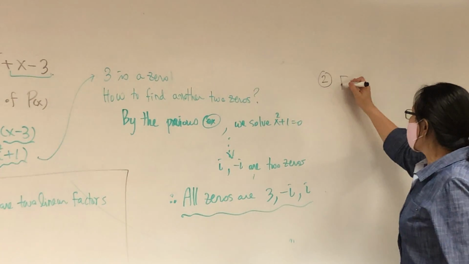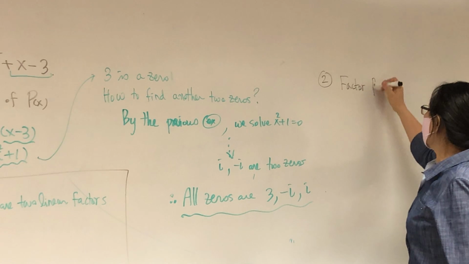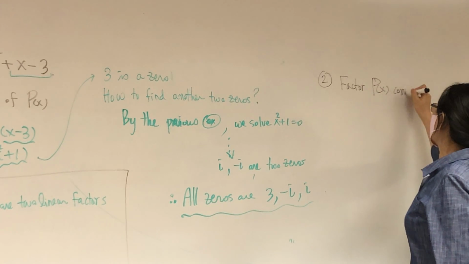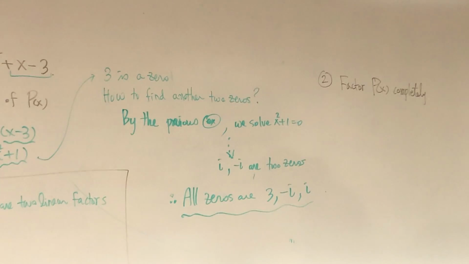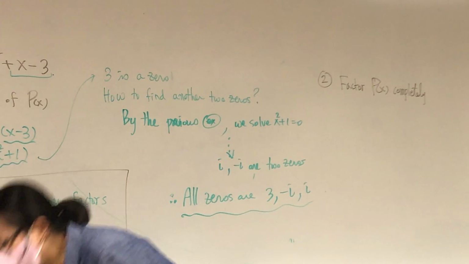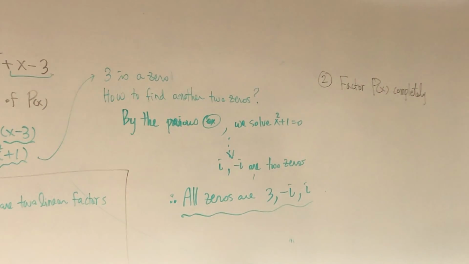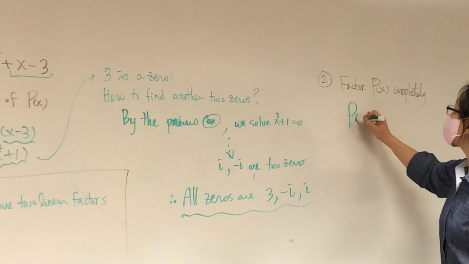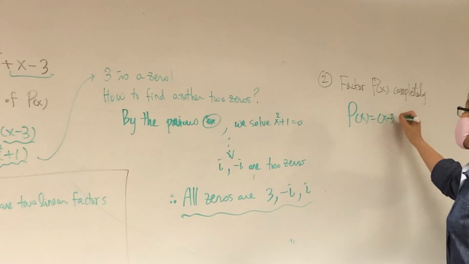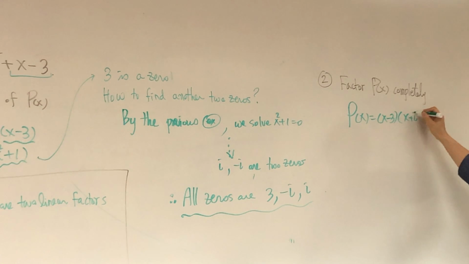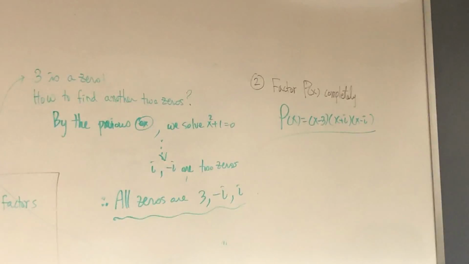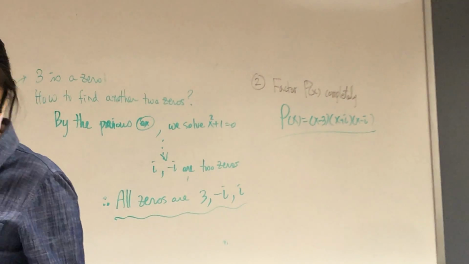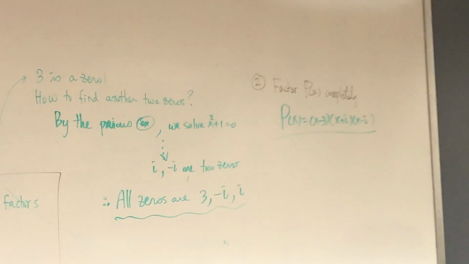Complete factorization. Factor P of x completely. What is your leading coefficient? 1. So you don't need a, yes? So what did you answer? P of x equals x minus 3, x minus i, x plus i. Yes? That's it. Is it good? Very simple. Move on to another example. Example 2.